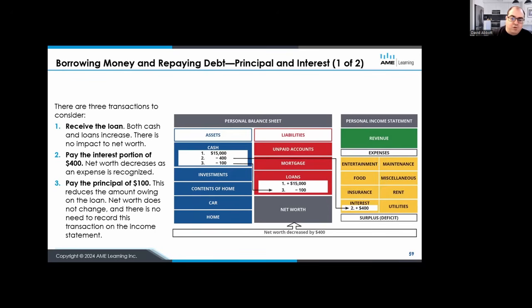Number two shows when we pay the interest portion of $400. Our net worth decreases as an expense is recognized, which would be interest expense for that. And we see that over affecting on the income statement under our expenses. And then when we go to pay down the principal, $100, this reduces the amount owing on the loan. Net worth does not change, and there is no need to record this transaction on the income statement, but it reduced cash and it also reduces the balance of our loan.